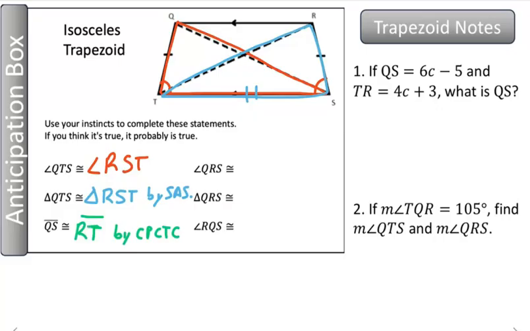All right, angle QRS. Well, now we're talking about the top. We could still call that a base angle. So that angle is going to be congruent to angle RQT, by the same reason as we talked about before.